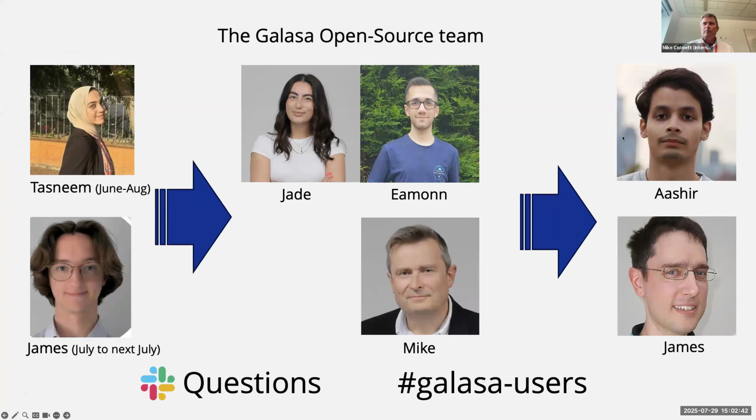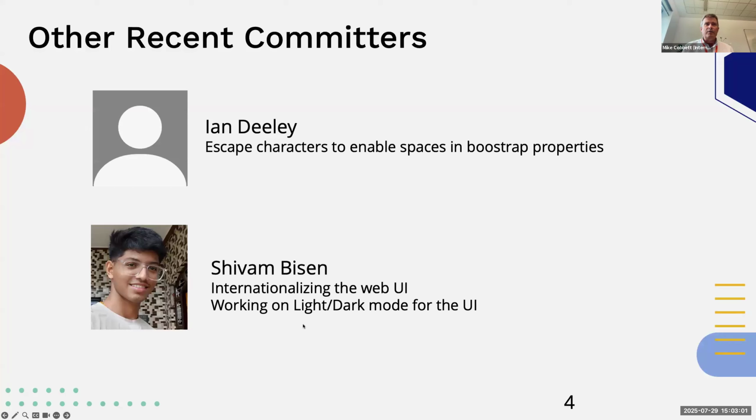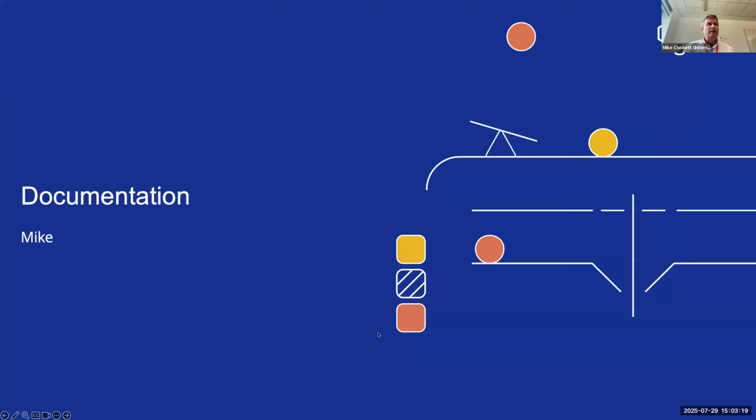So we've had Ash and James leave the immediate team, and we've got James, an intern, and Tasneem working in Cairo join the team. Jade, Eamon, and myself are core members of the team still, full-time on it. We've had other contributions from Ian since we last presented this, and Shivam, who is a student working in India. He's been doing some good work on a voluntary basis for us as well, which is a great help. Any contributions greatly appreciated.